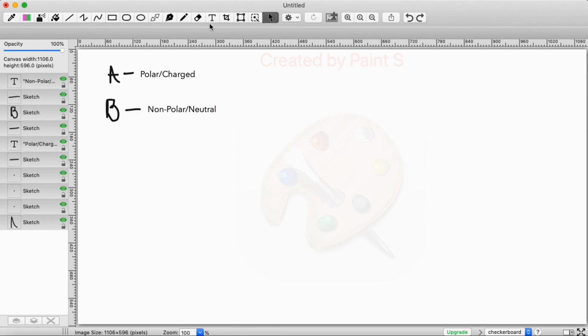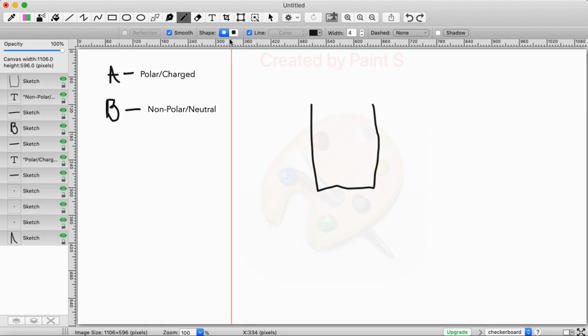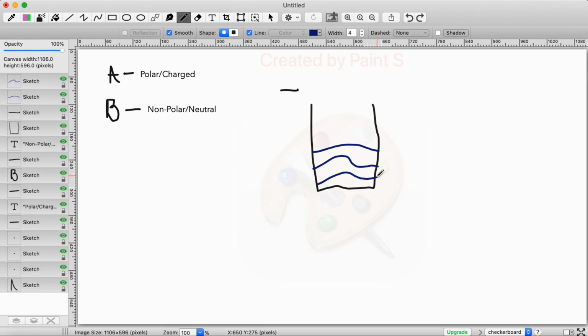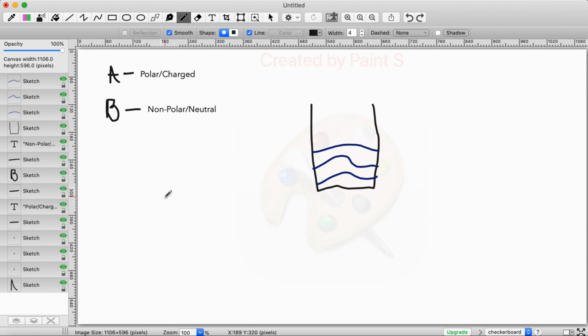So then, how do things mix? So let's say we have water, for instance. You have the cup, you have water, and here, blue. And you have a cup of water. So what's happening with water? Well, water is an example of a molecule that's A. Water is just A. It's a polar molecule, right?